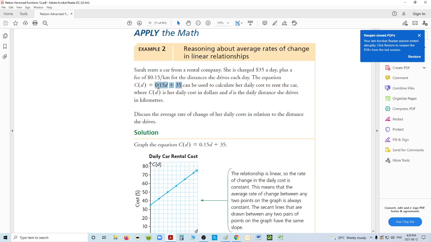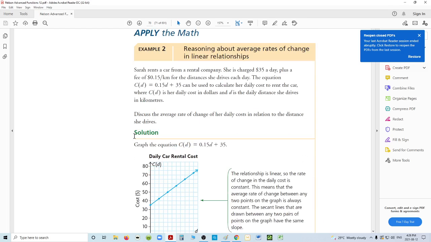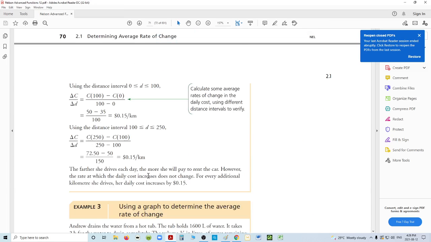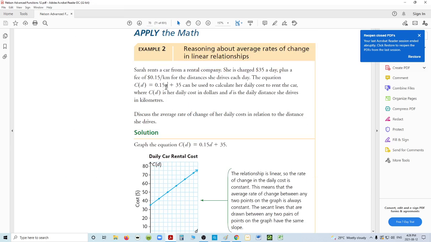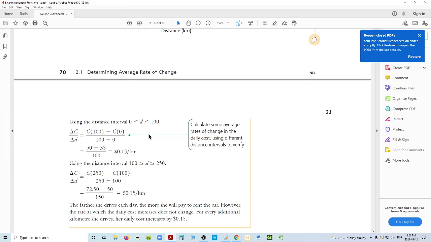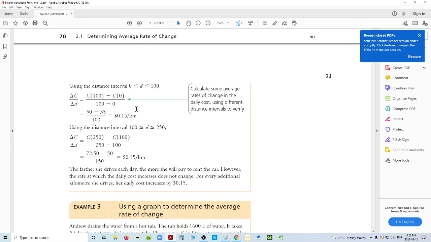So if she drives 10 kilometers, it's going to be $36.50. We can't quite see it because it's right there. But there, let's do the 100 kilometers. If she drives 100 kilometers, it is going to be $15, which should be 50. So on this 100, there it is, $50. So her rate of change is consistent, which is going to be the slope, 0.15. So no matter where I take the slope on this line, that will be both her average and her instantaneous rate of change, because it's consistent no matter where I am on the line.